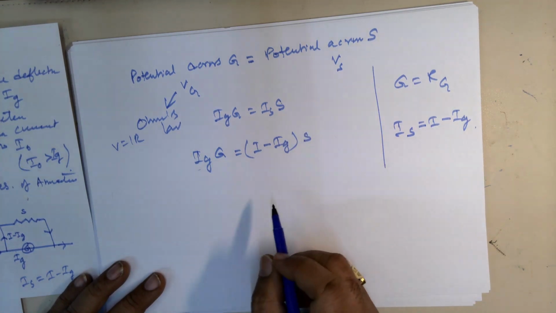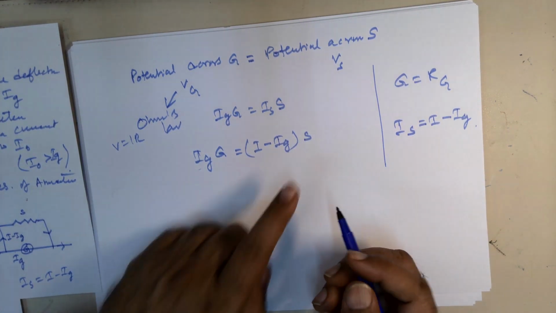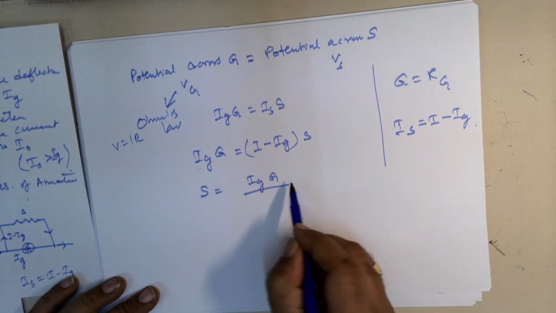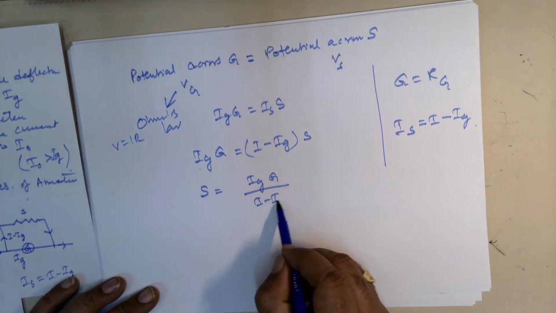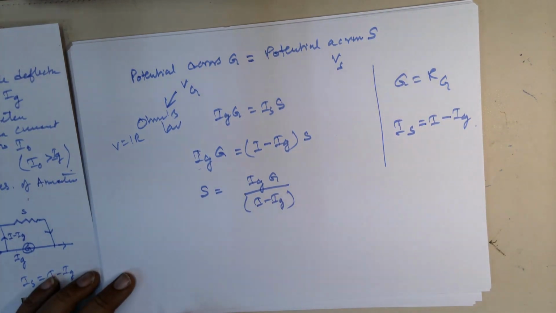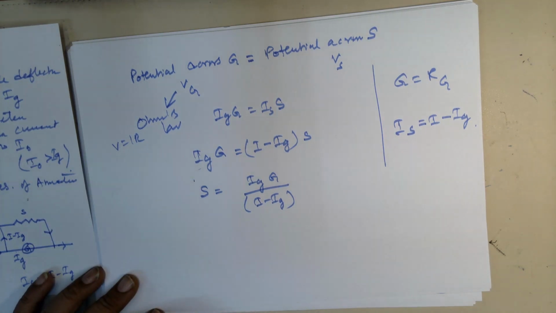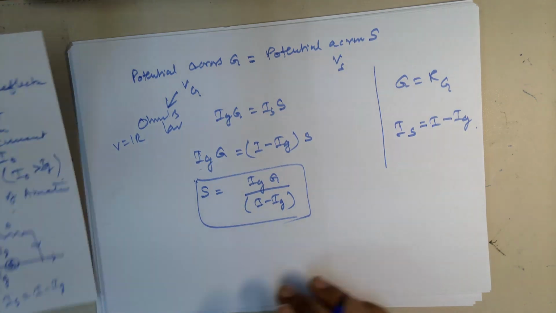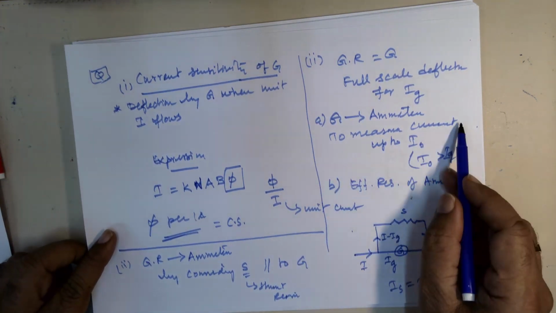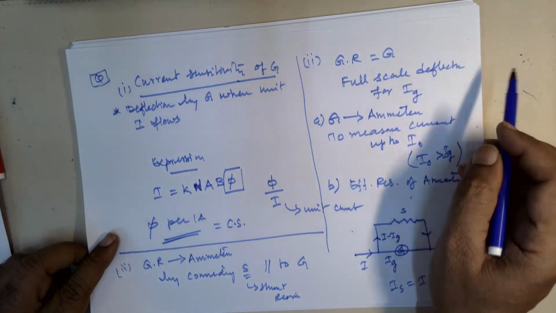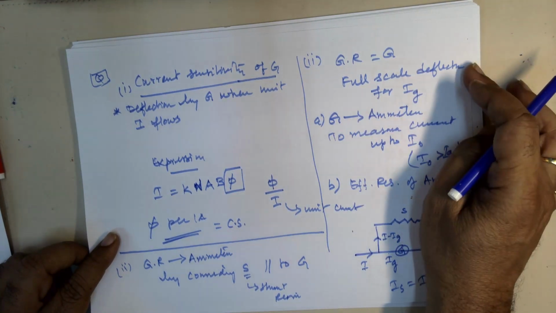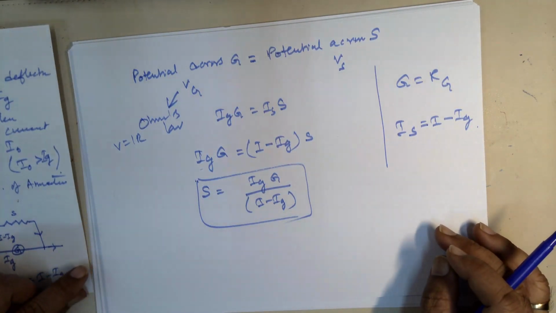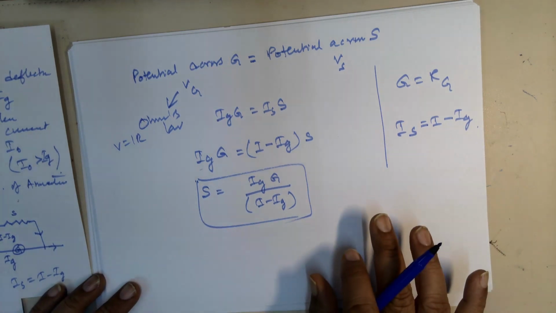Now our idea is to find out the shunt. So the shunt S is equal to Ig into G divided by I minus Ig. So this is the shunt resistor, to measure the current up to the full scale. That is why it is a full scale deflection for G, that is Ig. Right, let us move to the next one.